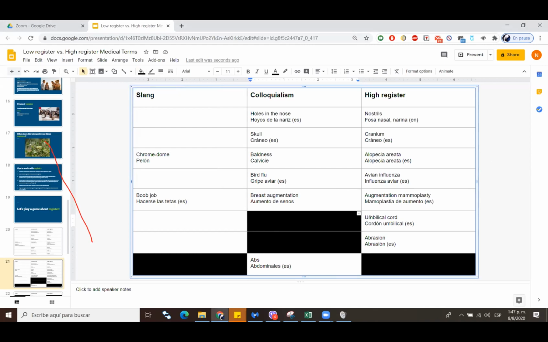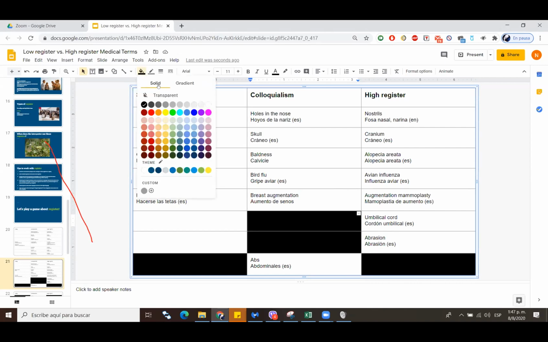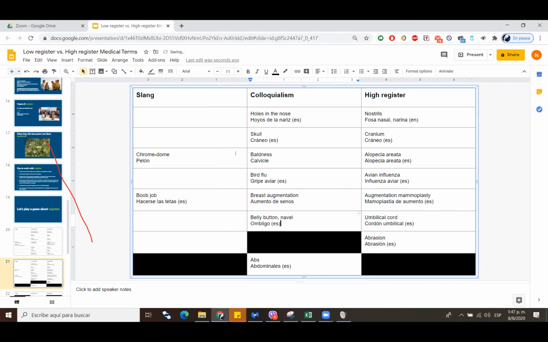Okay, umbilical cord. Belly button, navel. Placenta. The placenta is not the same as the umbilical cord. Navel, yes, belly button, navel. One would think that belly button is more like slang, but I think everyone uses belly button, so it could perfectly be a colloquialism.